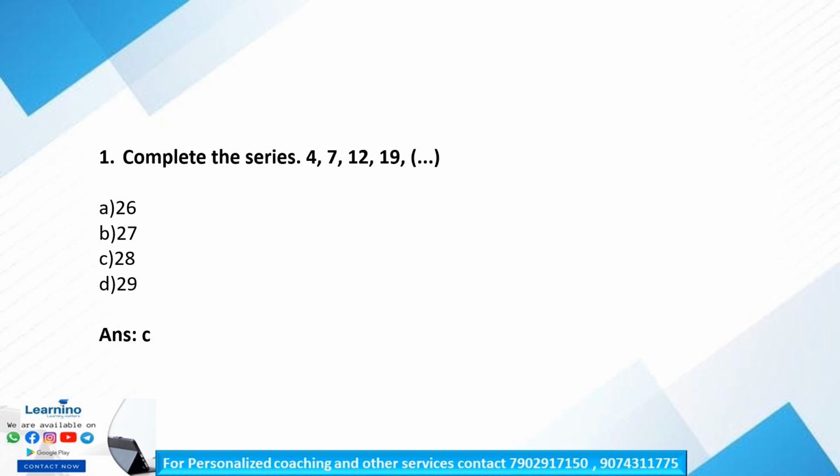Complete the series 4, 7, 12, 19, and we have to find the fifth number. So we have to complete this series. First we will take the difference between each number. The difference between the first and second numbers is 3. The difference between the second and third numbers is 5. Then the difference between the third and fourth numbers is 7, isn't it?